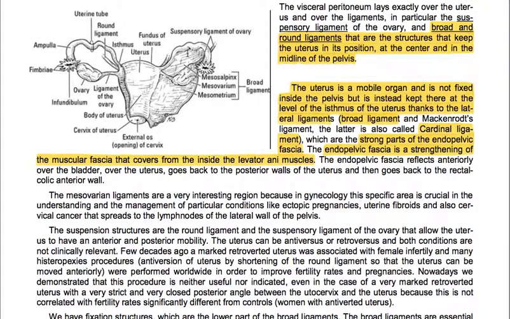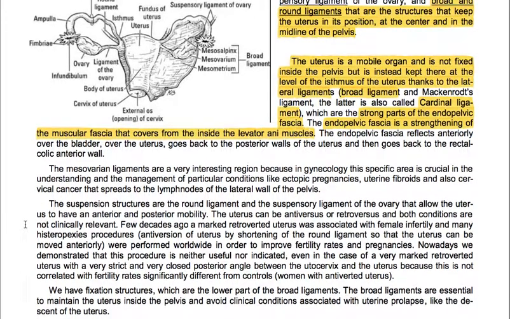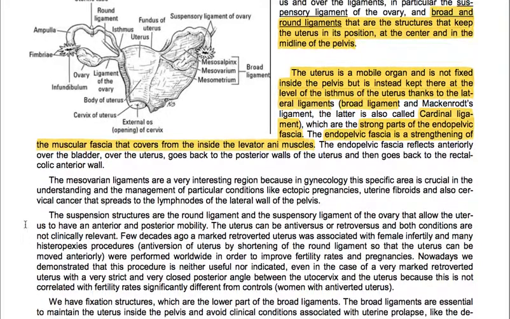As you see here, we have the round ligament, the ligament of the ovary, and the broad ligament from the pelvic fascia, the endopelvic fascia. The mesovarian region is very interesting because in gynecology, this specific area is crucial in the understanding and managing of particular conditions like ectopic pregnancies, uterine fibroids, and also cervical cancer that spreads to the lymph nodes of the lateral wall of the pelvis. So we have this broad ligament, which is composed of mesosalpinx, mesovarium, and mesometrium.